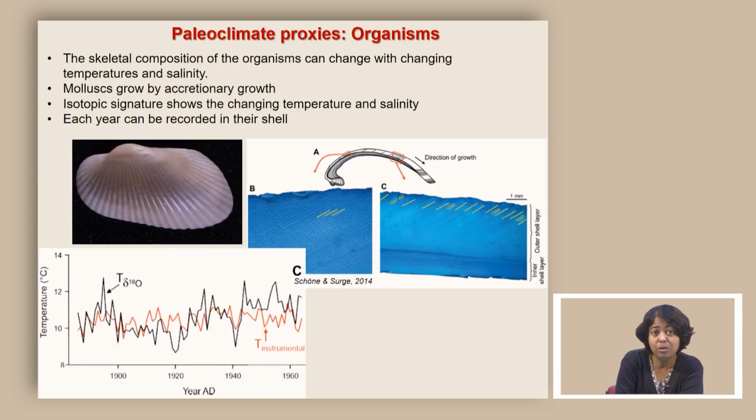For high resolution studies, people look at marine mollusks to understand changes in temperature and salinity for very precise times. These are called bivalves. These are marine organisms, although sometimes you can even find them on land in fresh water, but the majority of them are found in marine water. They also have calcium carbonate shells, but interestingly these mollusks grow by accretionary growth.